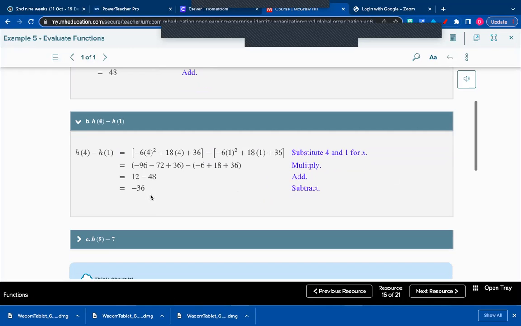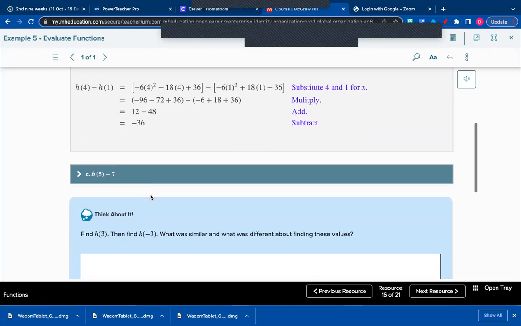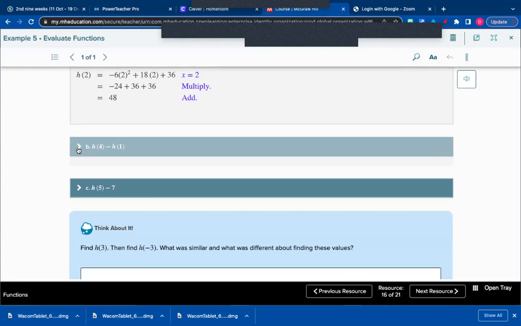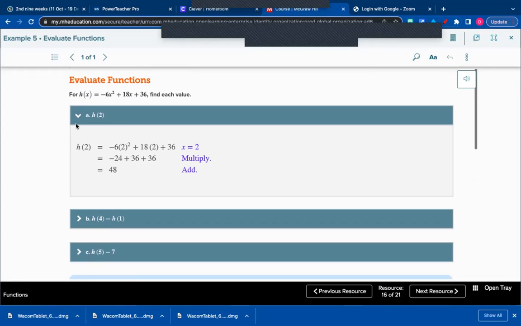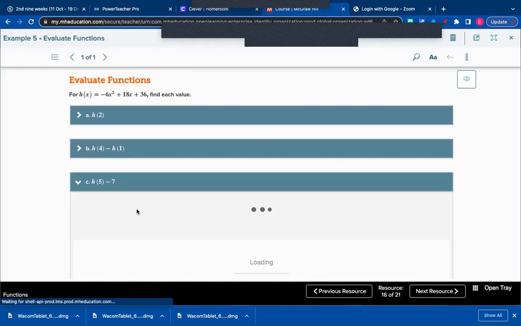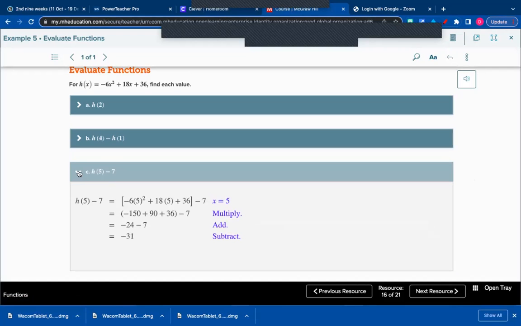And that's what it looks like. Now, h of 5 minus 7. I want you to work on that by yourself and see if you can get the right answer. Pause the video, work on it, and then see if you get negative 31.